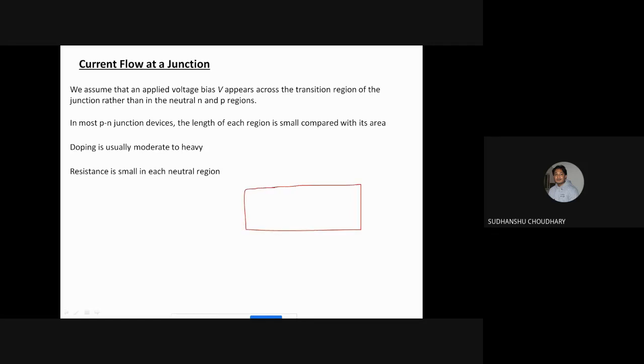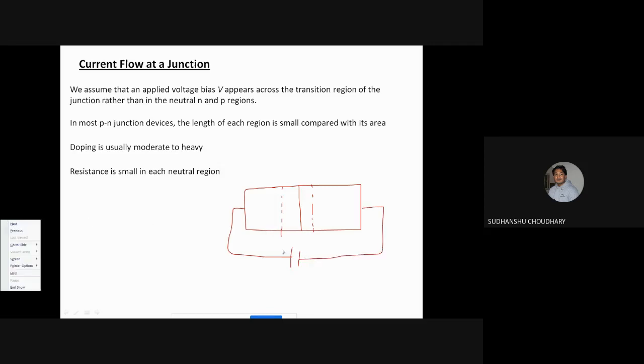That is, I have a junction over here and this is my depletion region. Now if I try to apply a bias across this junction, since we have assumed that P and N type regions are neutral, that means there will be no voltage drop across these two regions. So this entire voltage drop will be across the junction itself.